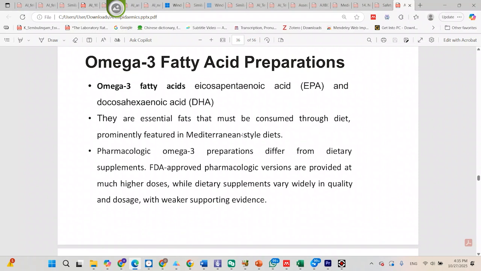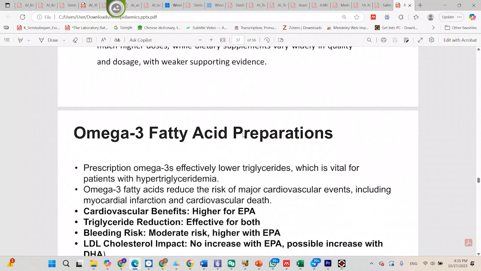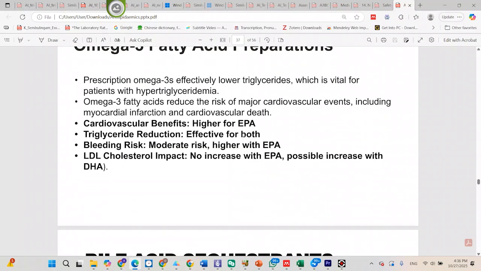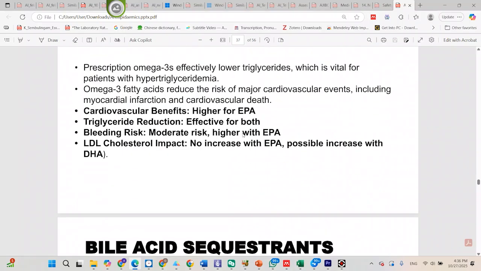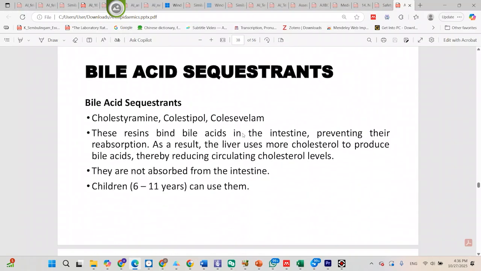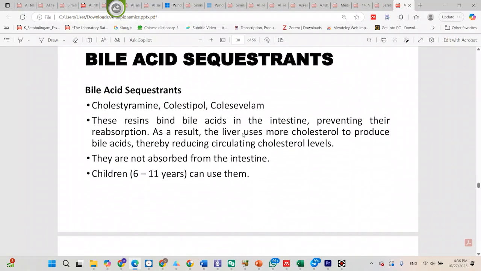Now, the pharmacologic preparations of omega-3 acids are approved for hypertriglyceridemia as supplements. They effectively lower triglycerides. Their own concern is just triglycerides, and this can also help reduce cardiovascular adverse events. Then the bile acid sequestrants I mentioned earlier on, we have resins, like cholestyramine, colestipol, colesevelam. These ones are also available in the market.